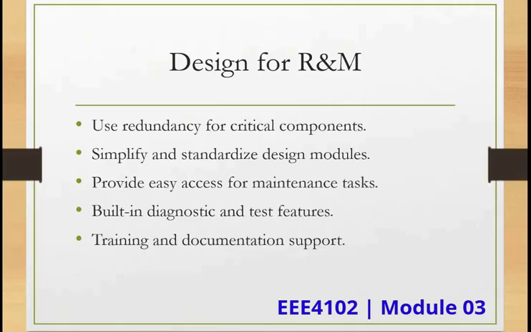One, use of redundancy for critical components. I hope everyone here is familiar with what we mean by redundancy. For critical components, we can use redundancy by arranging them in a parallel configuration so that if one fails, the system continues to operate. This is a very fundamental concept in power systems, for you to have a redundancy layer.